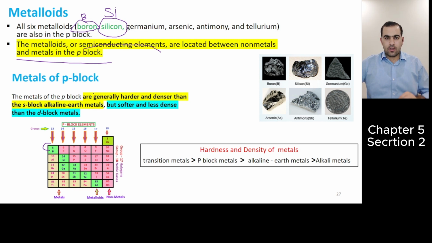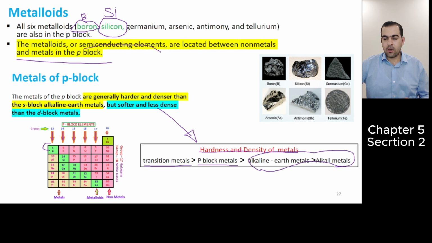Metals of P block. In all blocks, there are metals. P block metals are harder, denser than the S block. It means group 1, group 2, but they are softer, less dense than the D block. Look at here, this paragraph explains this. Transition metals are the hardest, dense metals, and then P block metals. P block metals are harder, denser than the S block.